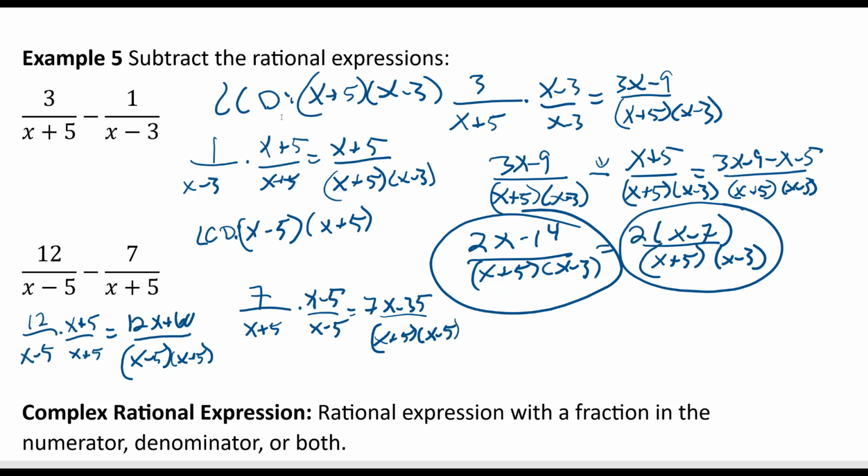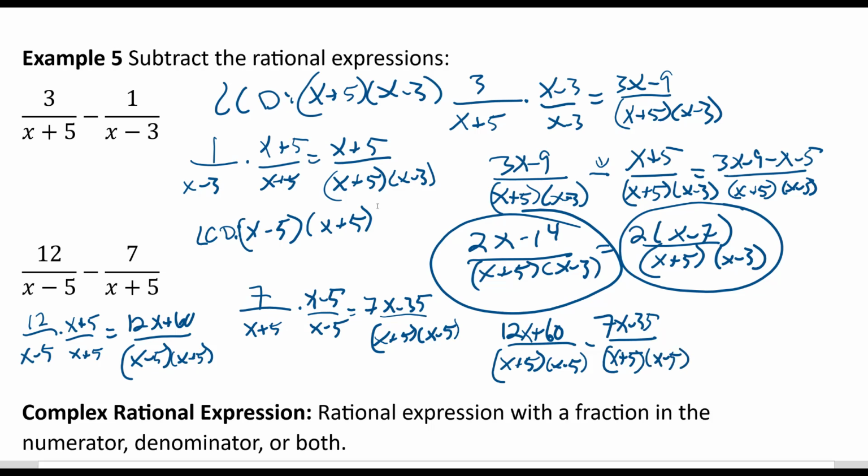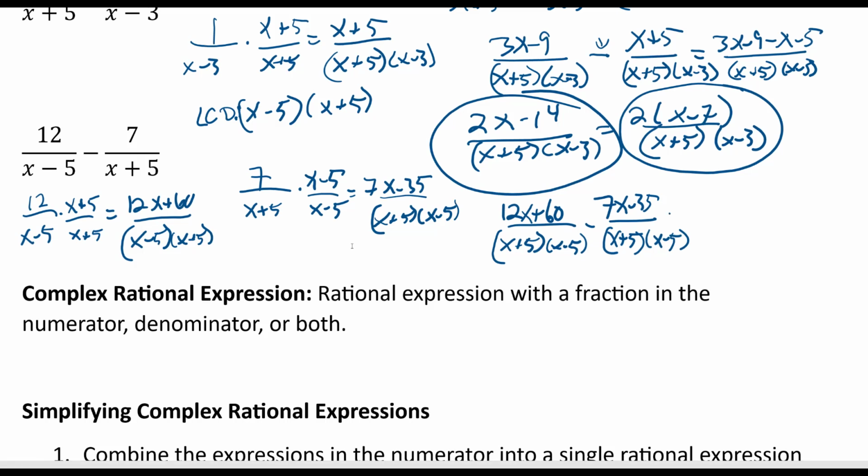Now we put it together. We have our 12x plus 60 over x plus 5 times x minus 5 minus 7x minus 35 over x plus 5 times x minus 5. And that's going to give us, remember I had to distribute this negative across these two terms, so I'll have my 12x plus 60 minus 7x plus 35 over x plus 5 times x minus 5.